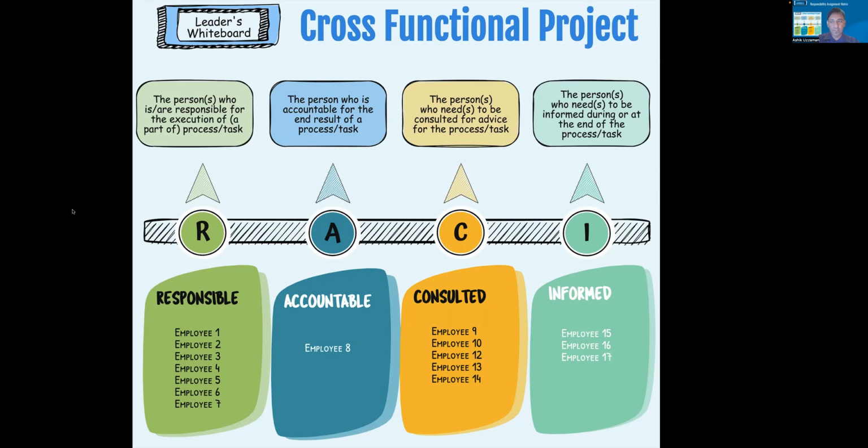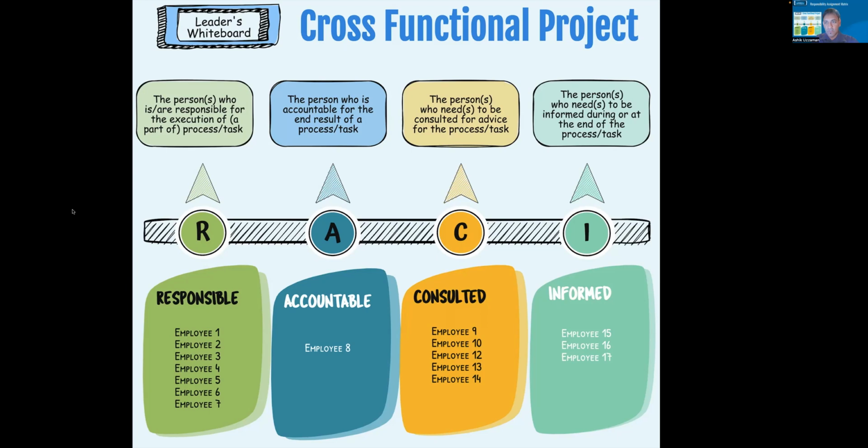The responsible people are actually those who execute the task, who are supposed to deliver it hands-on. Basically, they are executing in the trench. They are actually doing the task. These responsible people are the persons who is or are responsible for the execution of a process or a part of a task. So in this example, you will see for this project, employee 1, 2, 3, 4, 5, 6, 7 are responsible to get this project done, to execute various tasks or processes of this project. So those are R.